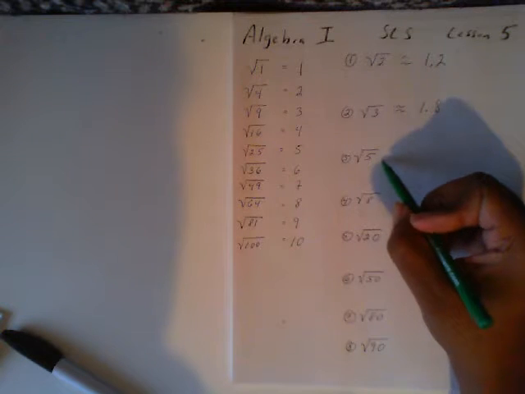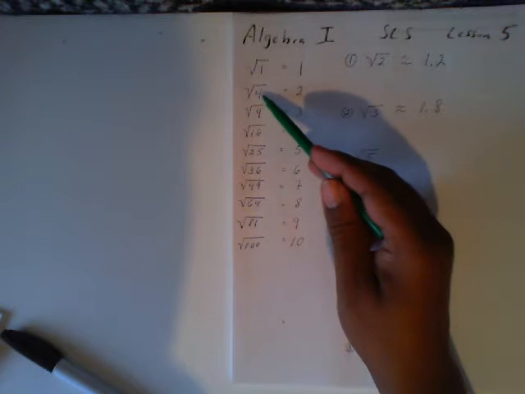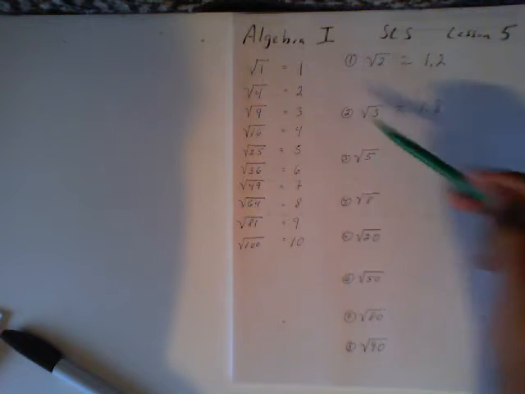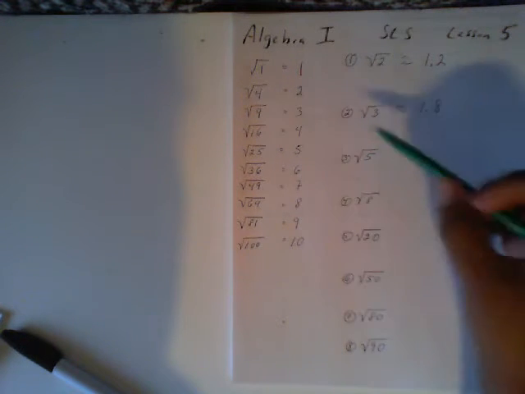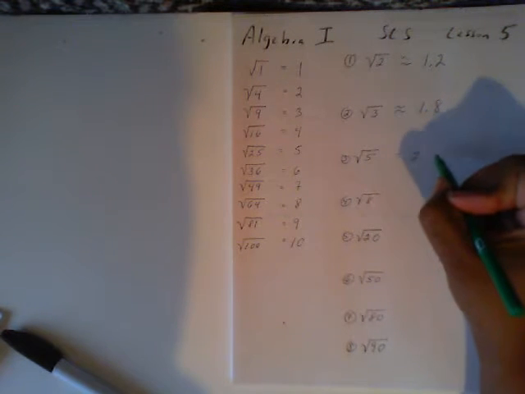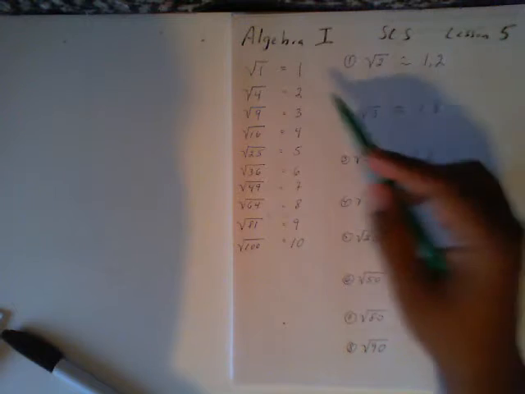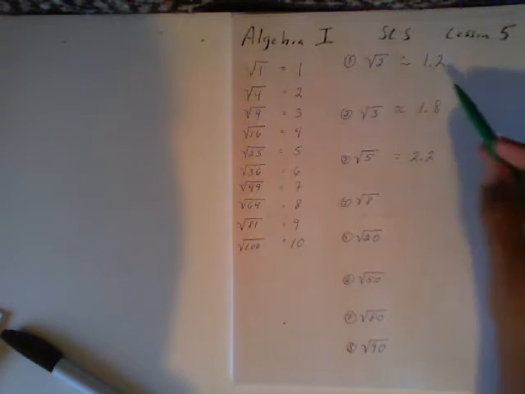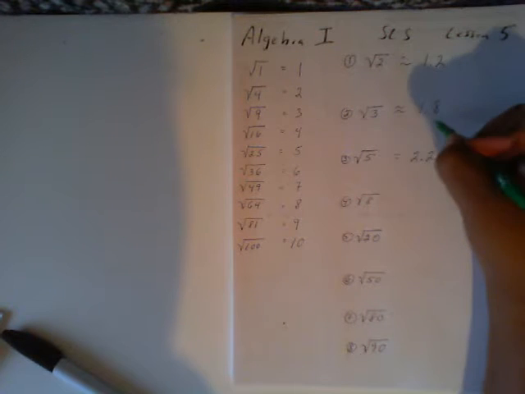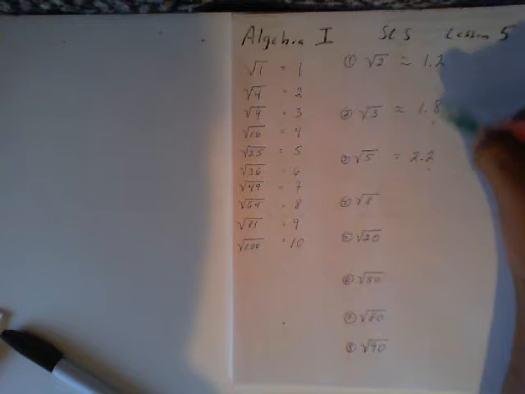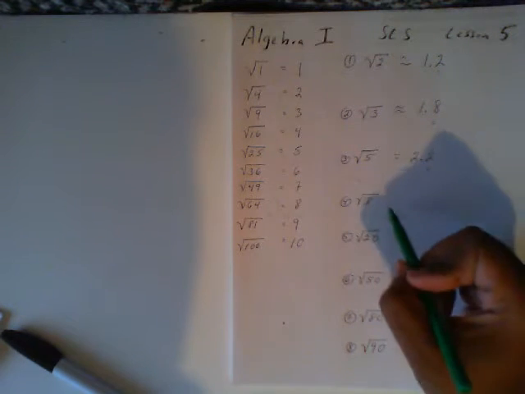The square root of 5. The square root of 5 is between the square root of 4 and 9. That means that the solution is between 2 and 3. Since the square root of 5 is closer to the 4, I'll make it 2, and let's say 0.2, which makes this closer to the 2 than the 3. Now these estimates here don't have to be right, but as far as the decimals, they just have to be a little close.